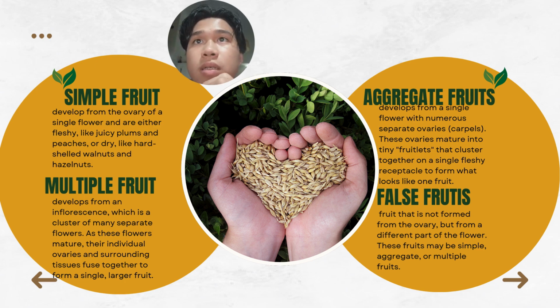In this slide, these are the types of fruit. There are four types of fruit here. Simple fruit is developed from the ovary of a single flower and is either fleshy, like juicy plums and peaches. The second one is multiple fruit, developed from an inflorescence, which is a cluster of many separate flowers. The third one is aggregate fruit, developed from a single flower with numerous separate ovaries, or we can call them carpels. And lastly is false fruit, fruit that is not formed from the ovaries but from different parts of the flower.